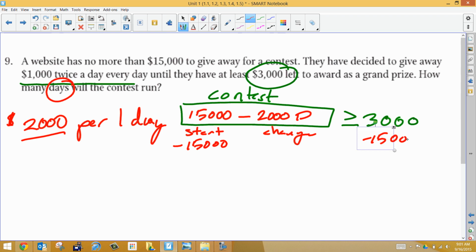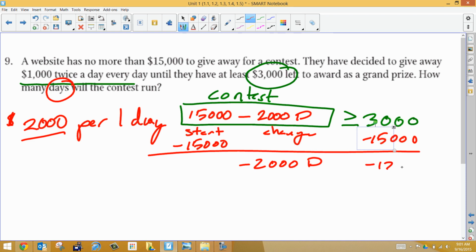Again, we are going to get negative values, and that is completely fine. So we have a negative 2,000 here and a negative 12,000 over here. We're going to divide to undo multiplication.